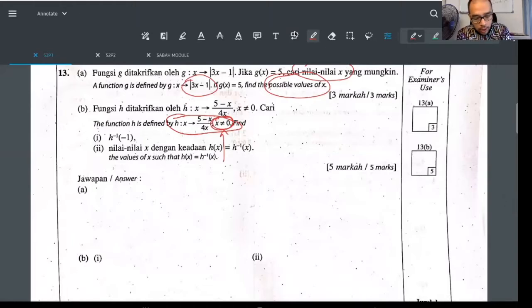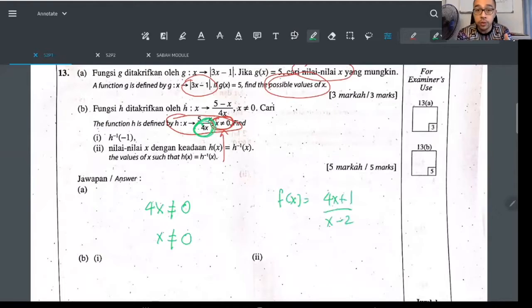Okay, so how do you know whether x is not equal to 0? You look at the bottom down here, this 4x. So what you need to do is, 4x cannot be equal to 0, therefore x cannot be equal to 0. Let me give you another function. Let's say f(x) equals 4x plus 1 over x minus 2. Whenever you see a situation like this, there is a fraction, and down there there is an x, then you need to define that x.